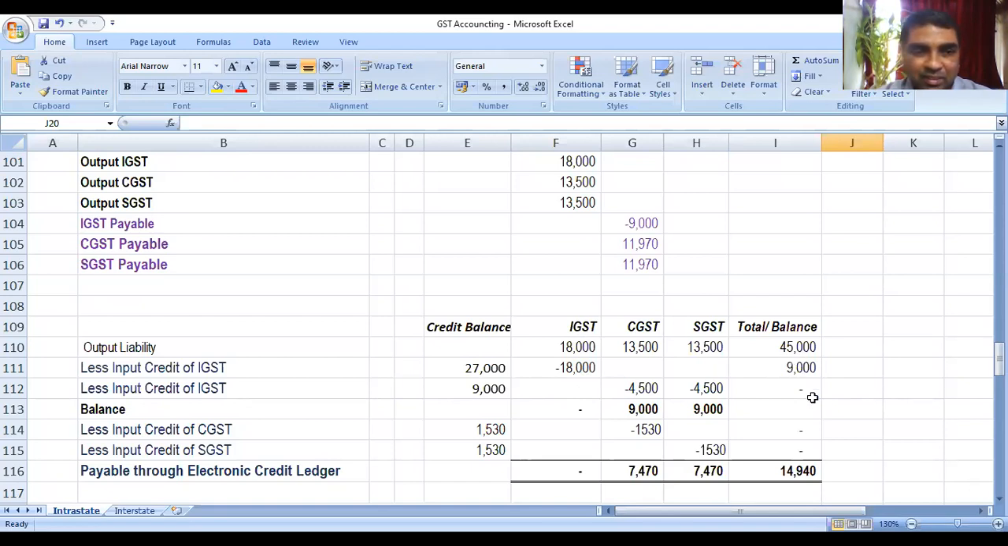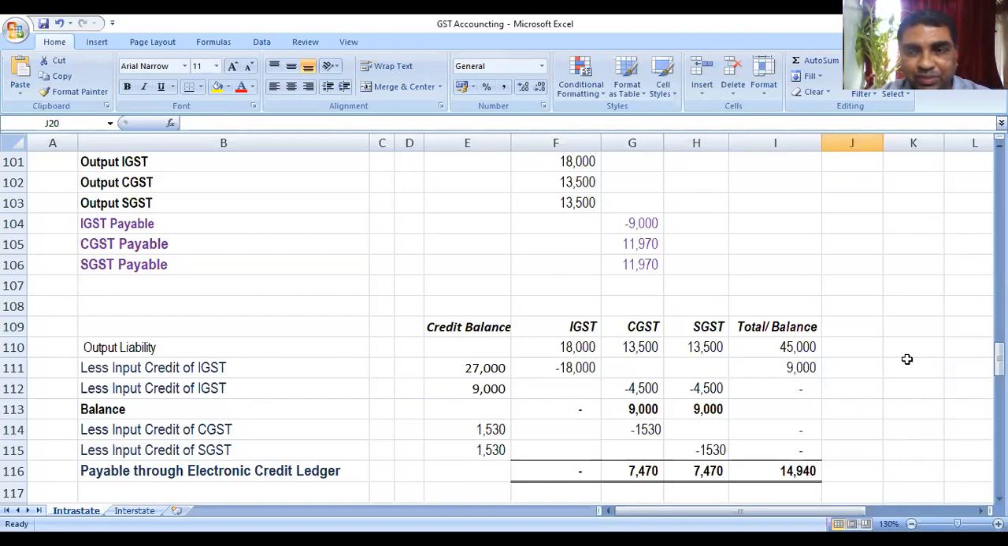Next, after using IGST, I will adjust the remaining credit against the CGST and SGST liabilities. This 9,000 we distribute between CGST and SGST, so 4,500 each. But if you want, it can be done in a different order at this stage. Now the balance liability is CGST 9,000, SGST 9,000.